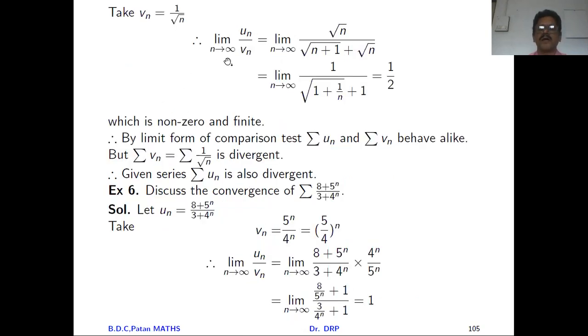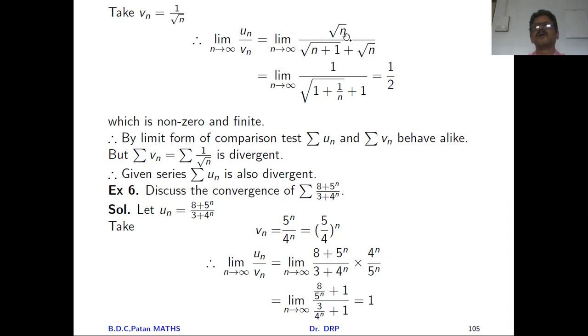Then you take the limit of un upon vn as n tends to infinity. You will get it as limit n tends to infinity of square root of n divided by square root of n plus 1 into square root of n. Actually, this square root of n, there you will get 1 upon square root of n, that is the value of vn. So there you will get this square root of n in the numerator. If you have taken un upon vn, it gives you this expression.